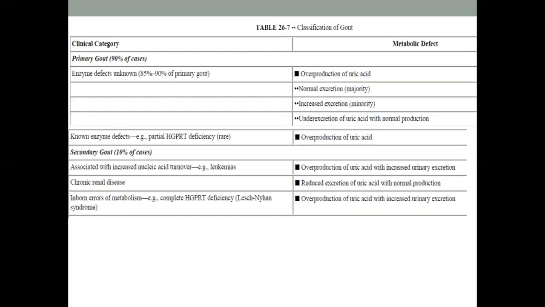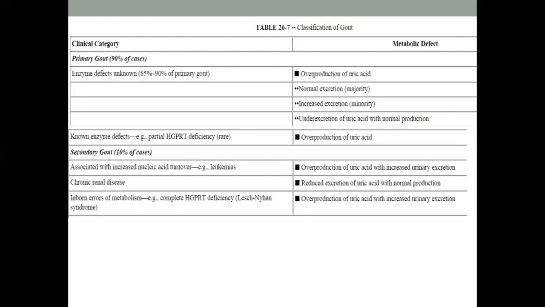Then 10% of cases are secondary gout. Secondary gout is associated with increased nucleic acid turnover. For example, patients of leukemias, which are treated with chemotherapy, have increased nucleic acid turnover. And with this increased nucleic acid turnover, there is overproduction of uric acid with increased urinary excretion. And chronic renal failure is also a cause of secondary gout. There is reduced excretion of uric acid with normal production.